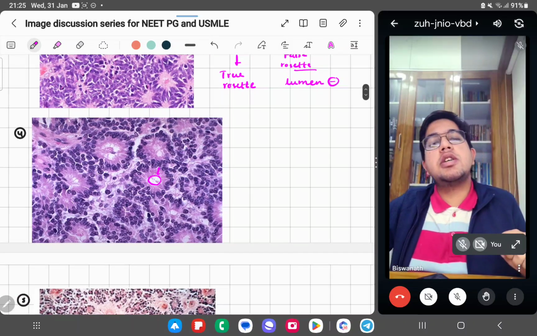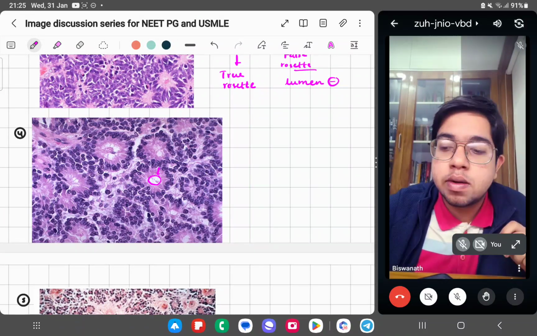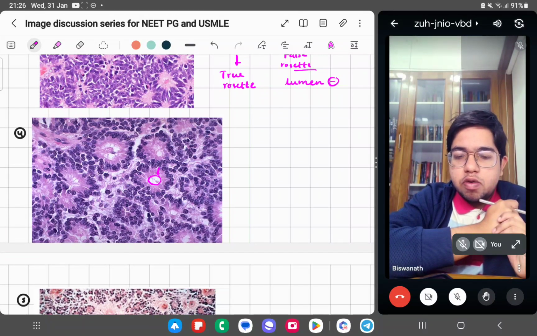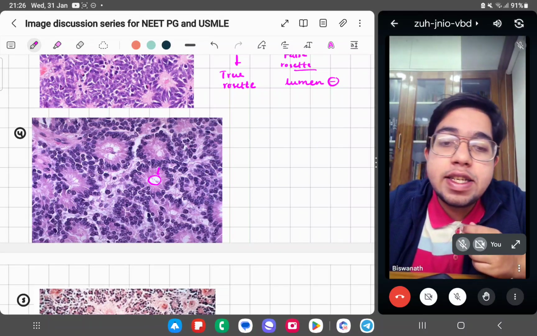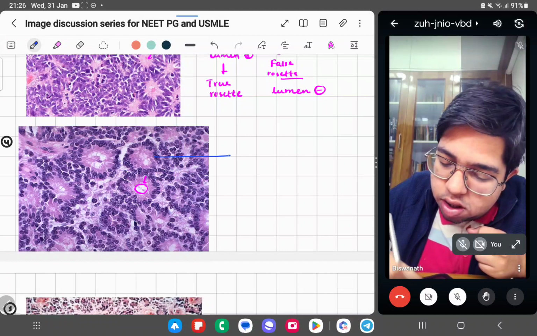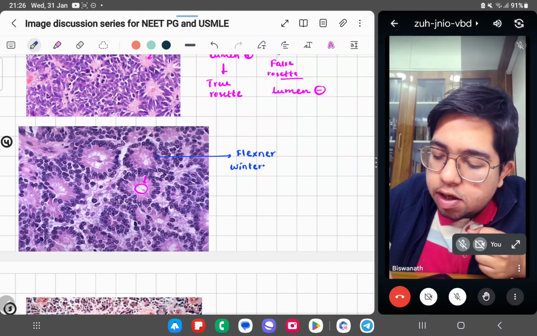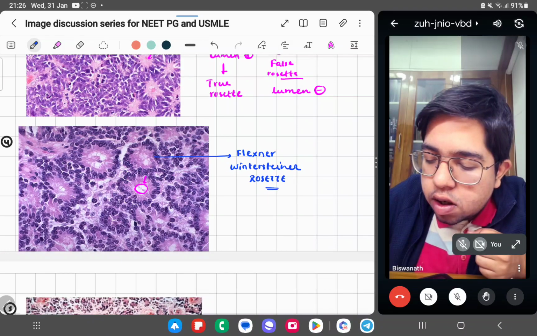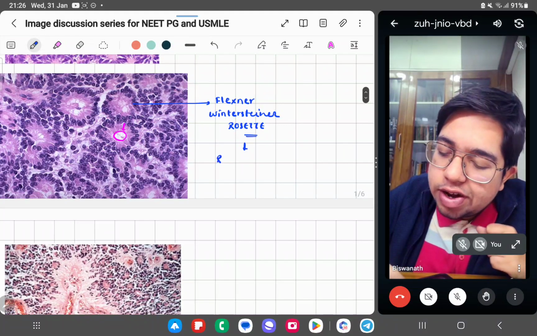If you have seen this picture somewhere, you can well identify this rosette as well. So this one, could you identify? This one is called a Flexner Wintersteiner rosette. FW rosette, or Flexner Wintersteiner rosette. And the Flexner Wintersteiner rosette is present in a disorder called retinoblastoma.